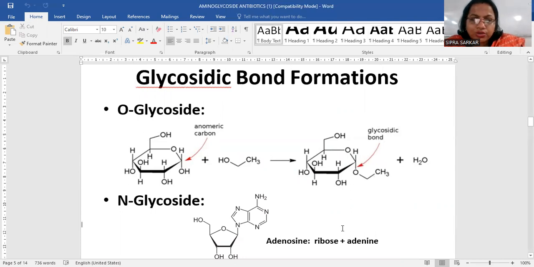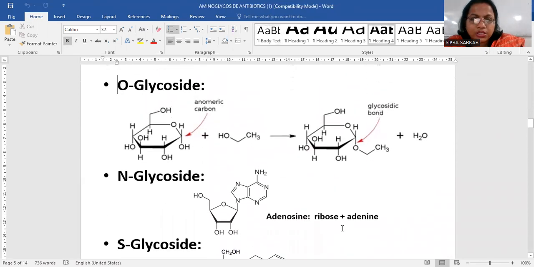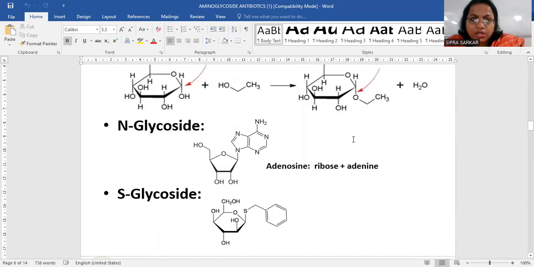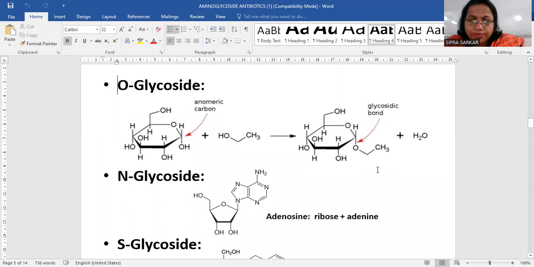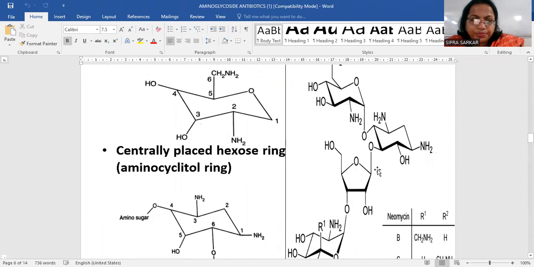So we can see O-glycoside, N-glycoside and S-glycoside here, which are required for the synthesis of different drugs. That is the O-glycoside and N-glycoside: adenosine, ribose, and adenine. This is the adenine moiety, and this is actually present in the DNA or RNA. Now coming to the S-glycoside, see here where a sulfur-containing benzene ring will be produced. So basically this drug is generally composed of this type of O-glycoside. We will go into the chemical reactions in more detail later.